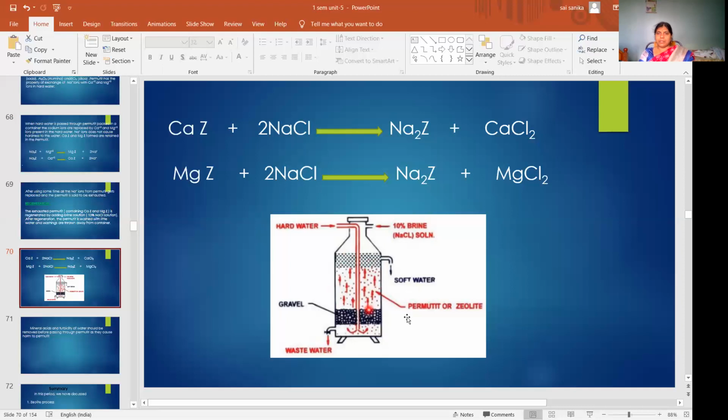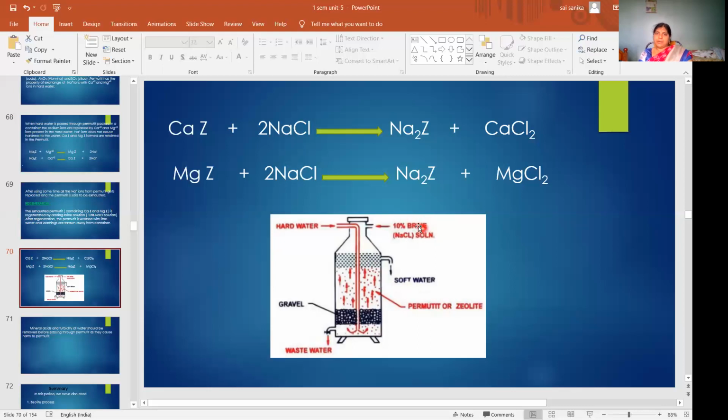After some time, this permutit will be exhausted. That means there are no sodium ions to give for replacement. So what we have to do, we can regenerate this permutit. How can we regenerate this permutit? By adding 10% NaCl solution, called brine solution.